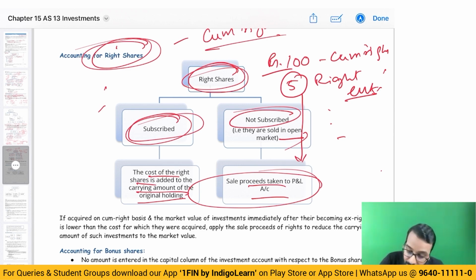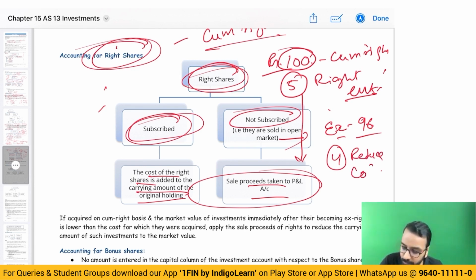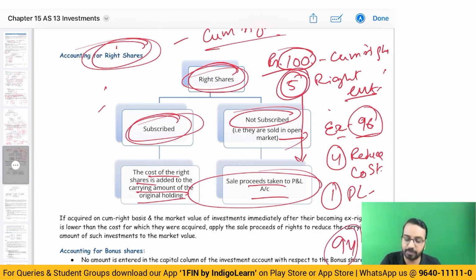But if the share price falls because of this rights issue and the ex-rights price, let us say, becomes 96, then what will you do? To the extent of this 100 minus 96, that is 4, you will reduce it from the cost of investment, and 1 you will take to P&L. Sir, what if ex-rights falls to 94? The entire 5 will be adjusted from the cost of investment.